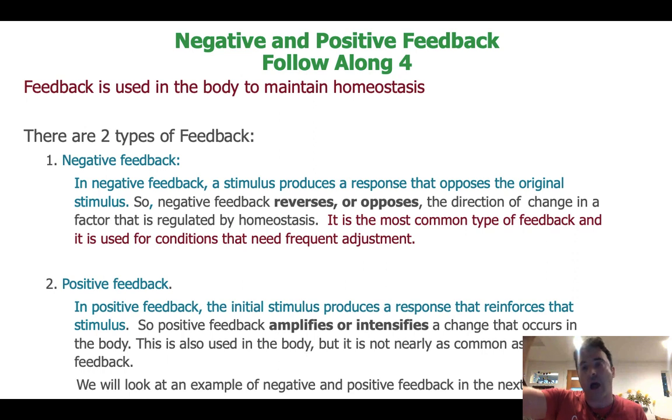So if something gets too high, the body works to bring it back down. If something gets too low, the body works to bring it back up. In other words, the stimulus is high, the response is to bring it back low. The stimulus is low, the response is to bring it back up until that physiological set point is reached. Positive feedback, on the other hand, is when the response reinforces the stimulus. So if the stimulus, for example, is contraction of the uterus, then the response would be even more contraction of the uterus. And the only positive feedback mechanisms you need to know for this class are blood clotting and childbirth.